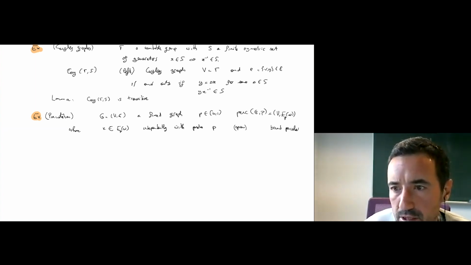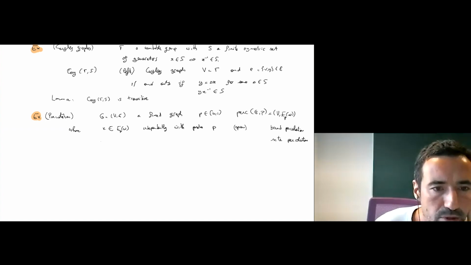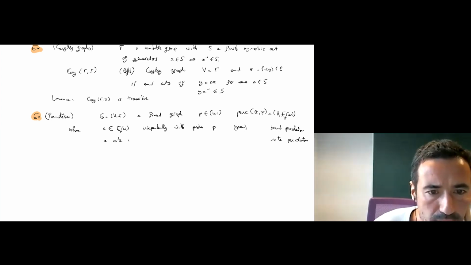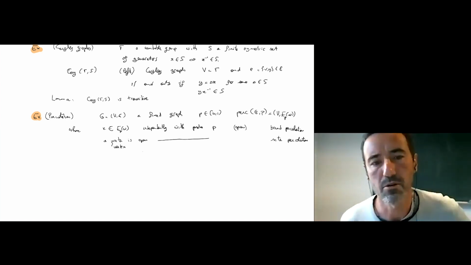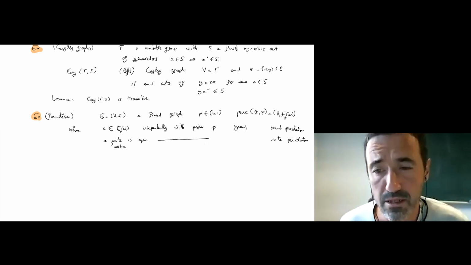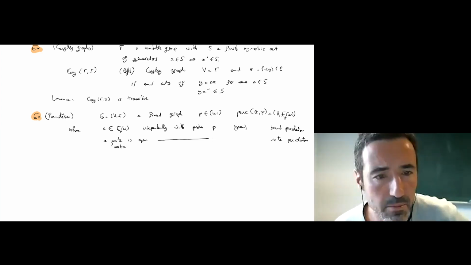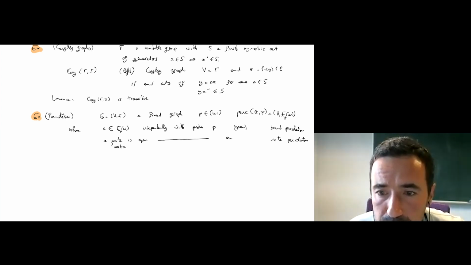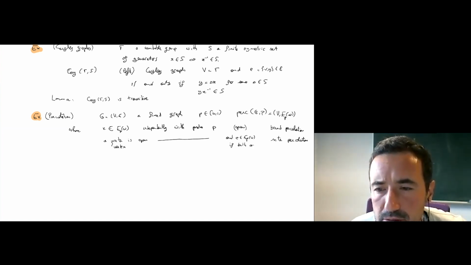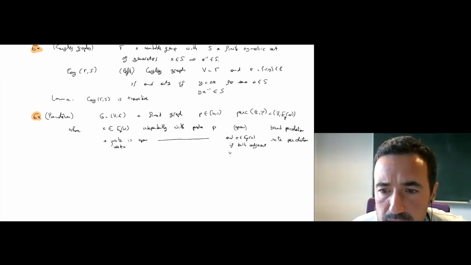There is also site percolation, where a site, which is a synonym for vertex, is open independently with probability p. You declare a site open or closed independently with probability p, and when it is closed, you remove all edges adjacent to this vertex. So an edge e belongs to the graph if both adjacent vertices are open.